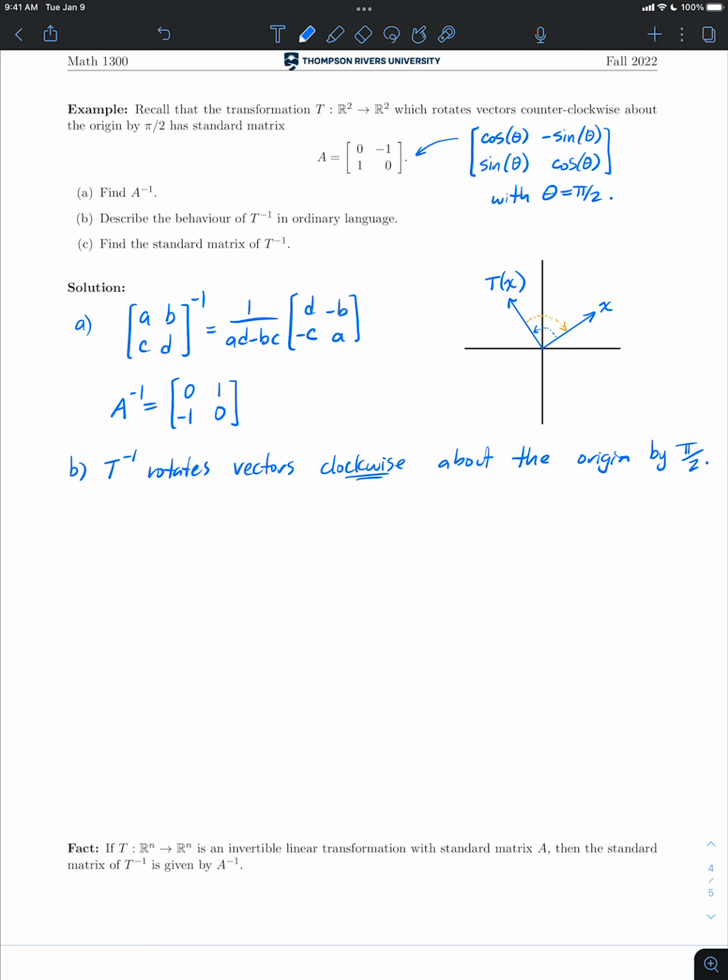Okay, but what else can you say? Right, we don't need to give a formula for it. That's not what was asked for. We were asked to describe it in terms of words. Now, giving a formula for how that's going to be accomplished, that's essentially equivalent to finding the standard matrix, and that's what we're going to do in part C. We're going to find the standard matrix of this inverse transformation.